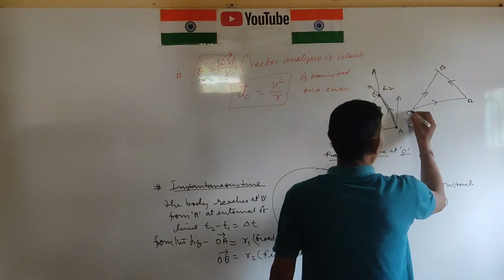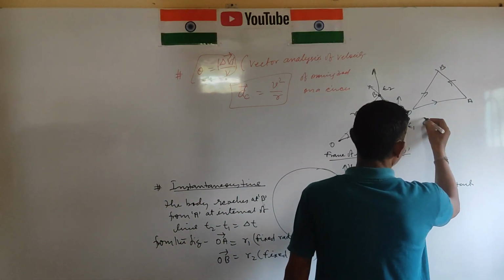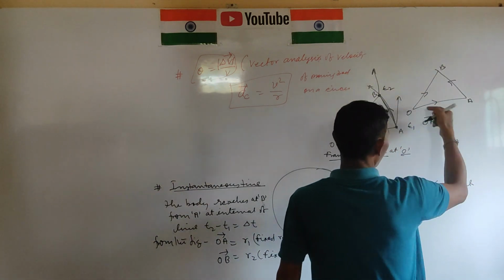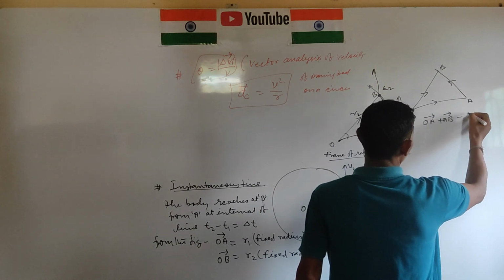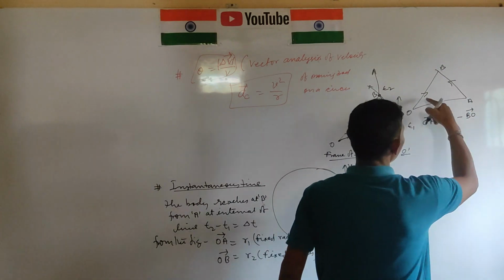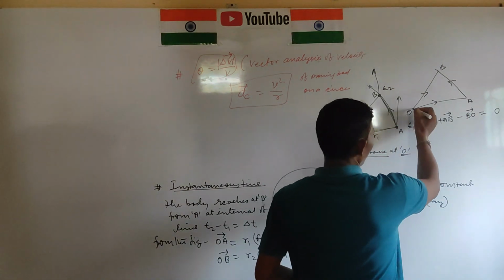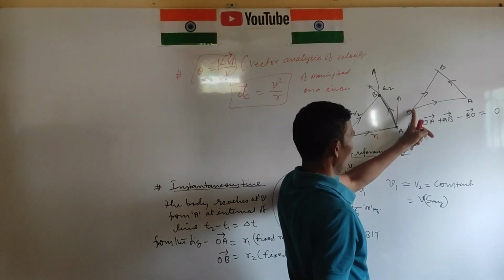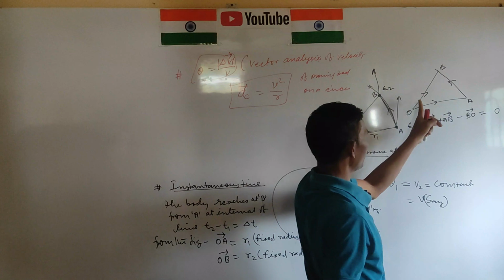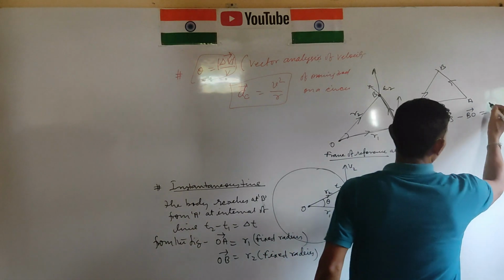A, B, O. Displacement formula. We start from O to A, plus direction AB, and then the reverse direction, minus BO, and this equals zero displacement. We start from O, reach A, then reach B, and then reach O. There is no displacement, so the displacement is 0.